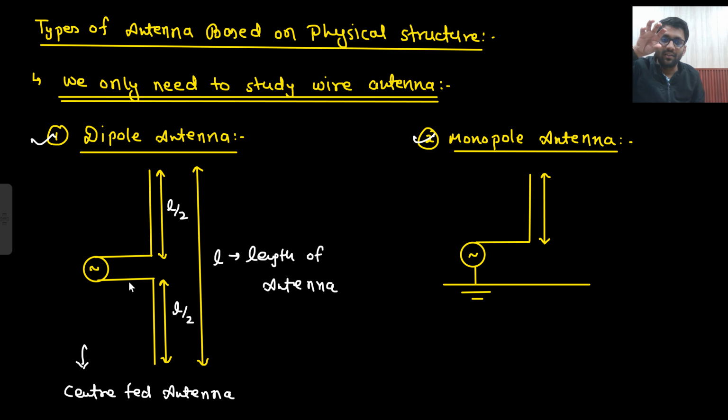And this is your monopole antenna. What do you mean by monopole antenna? So there is a source, then there is only one arm of the antenna. This is your source, and then there is only one arm. What is this? This is your ground. And what is ground? Ground is a perfect conductor.